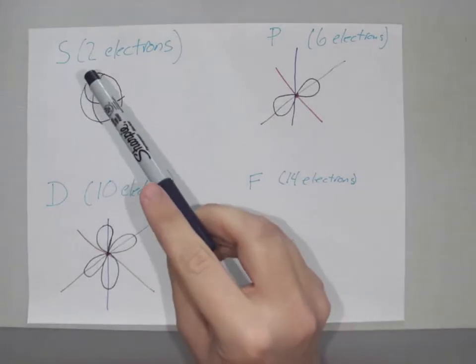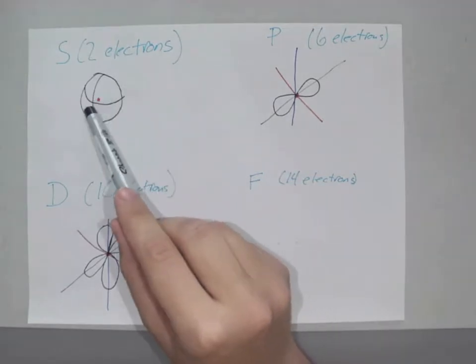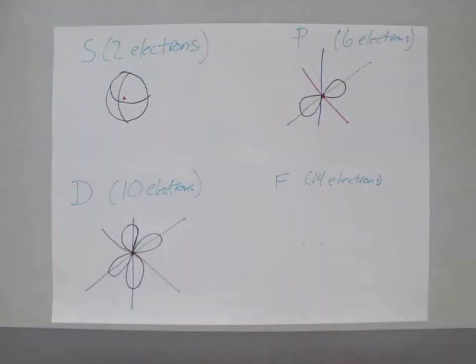First of all, the S subshell holds 2 electrons, and it just looks like a big sphere around our central nucleus here. So it's just a sphere, it holds 2 electrons in it, it's as simple as it gets.